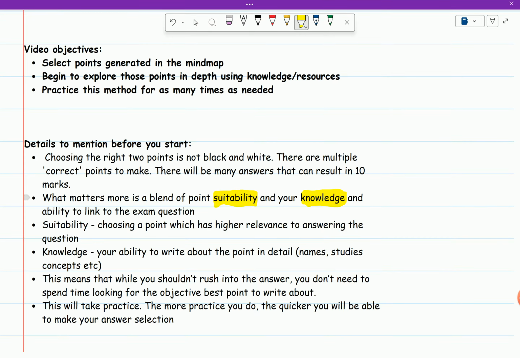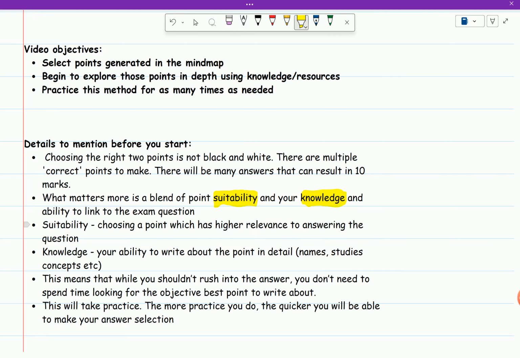And sometimes it's very easy to forget that. You need to be able to link those two together to the exam question. So like I said here, suitability, choosing a point that has a higher relevance to answering the question, and knowledge, your ability to write about the point in detail. So demonstrating your sociological knowledge, names, studies, concepts, etc.